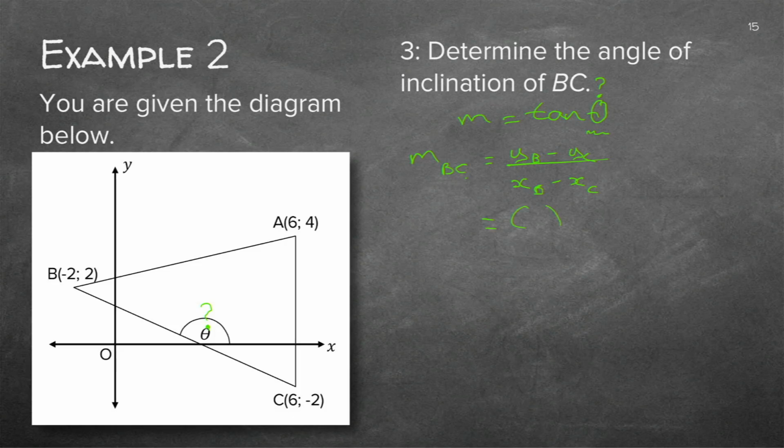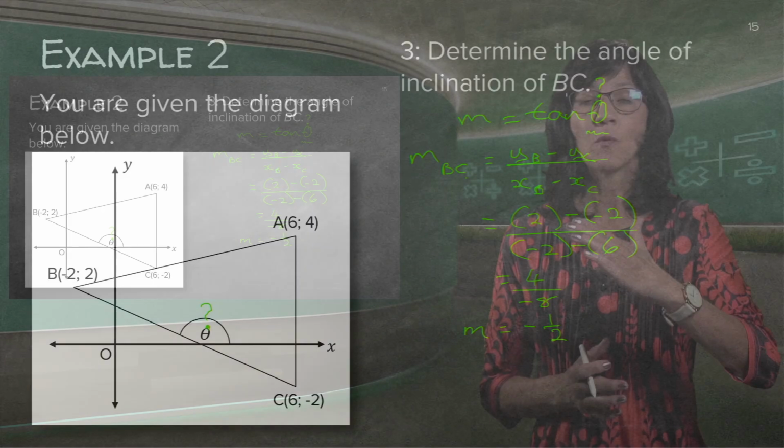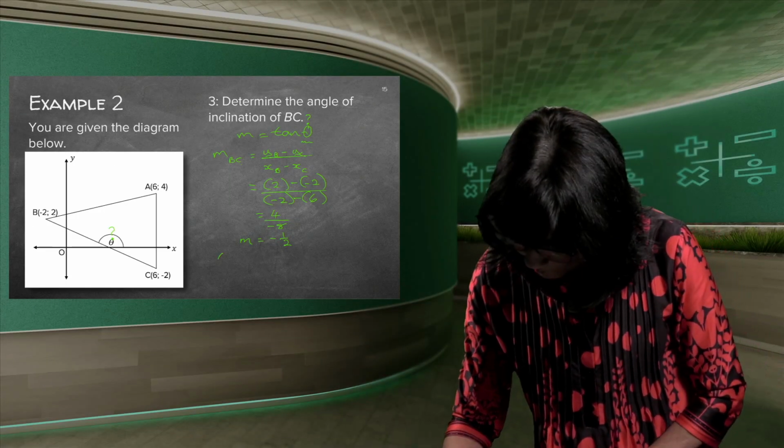Empty brackets, always when I do empty brackets. Good. Y of B is 2. Y of C is minus 2. X of B is minus 2. X of C is 6. So it gives me 2 plus 2 is 4, over minus 2 minus 6 is minus 8. It gives you minus a half. Now that is your gradient that you now found. So you found now the slope in normal figures. They want the degrees. Luckily you've got that formula.